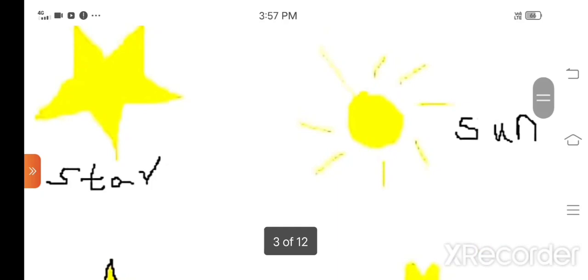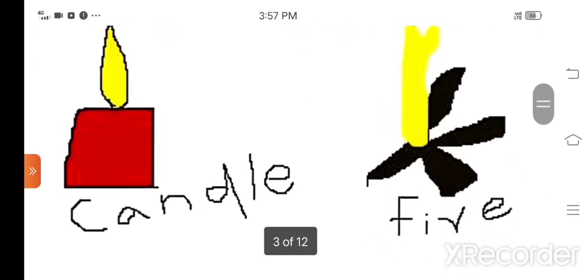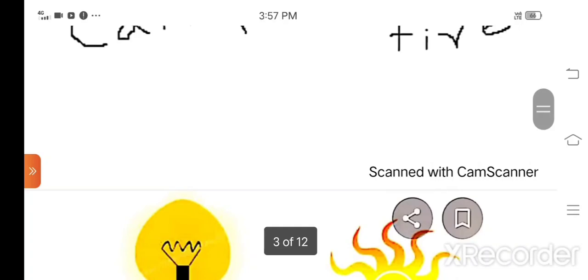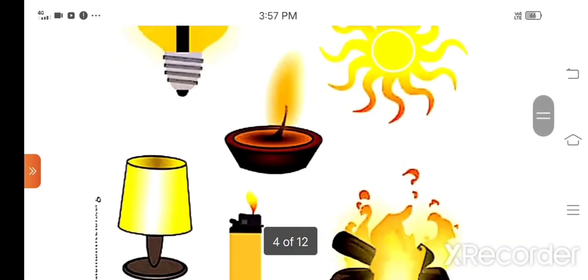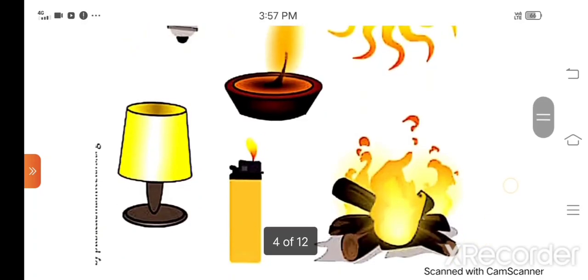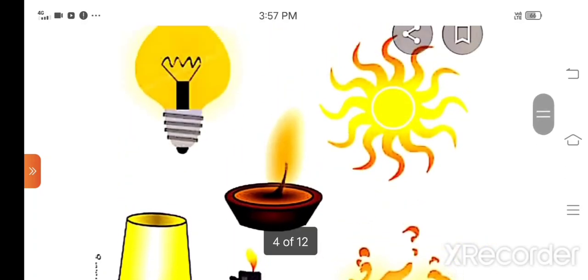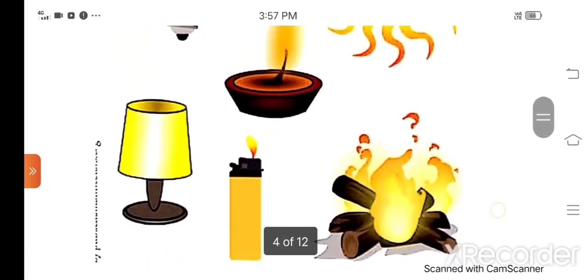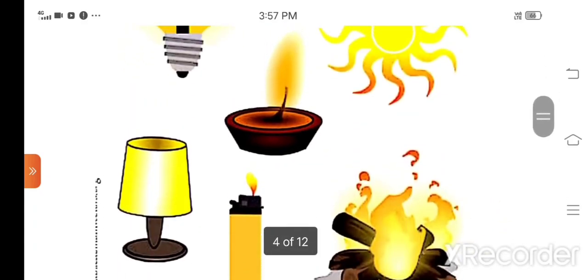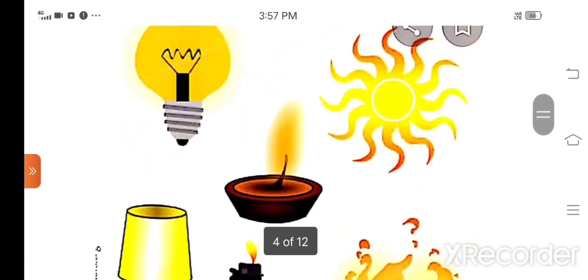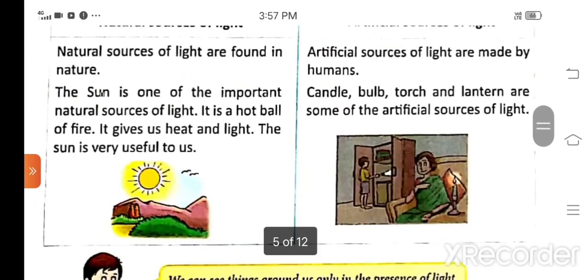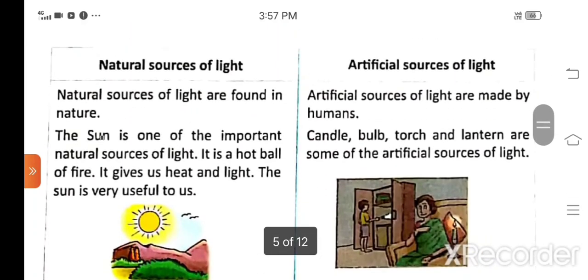This is the sun, and the sun is the most important natural source of light. The star, this is a candle, this is a picture of fire. So all these are sources of light, but only the sun is the natural source of light, and the others are artificial sources of light. As you are watching, this is a bulb, a table lamp, a lighter, fire, a diya. So all are artificial sources of light besides the sun. Natural source of light and artificial source of light.